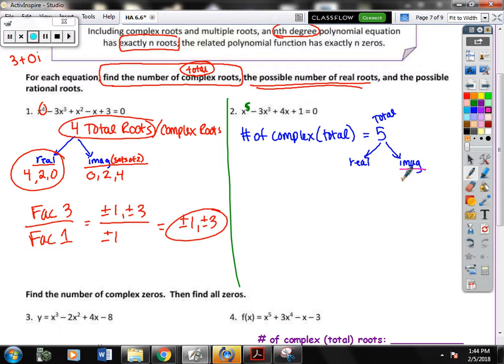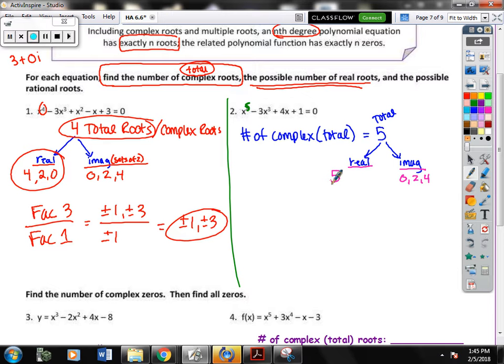So the imaginary is always going to be even pairs. 0, 2, 4. I'm not going to list 6 because you can't have 6 answers if there's only 5 total. Now, when you work backwards to figure out how many real solutions there are, you have to do subtraction. So 5 minus 0 would be, I could have 5 real solutions. If I have 0 imaginary out of the 5, there's none that are imaginary, that means I have 5 real.